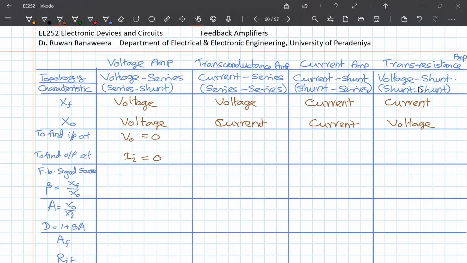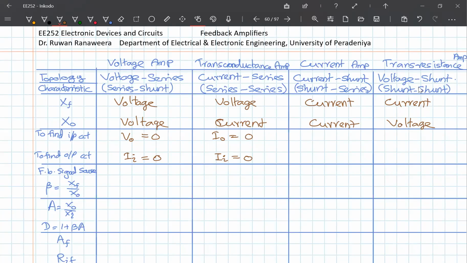For the voltage amplifier. Similarly, for the current series amplifier, output is a current, so therefore you need to set the output to 0, so I out is equal to 0. And input is a voltage, therefore input is open circuit, so therefore this will be equal to 0 also. And similarly, you can figure out the other ones depending on the output.